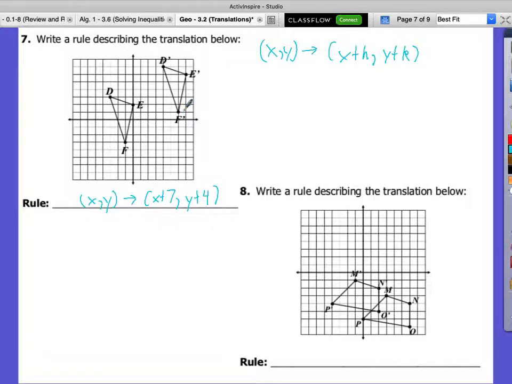Hey, reminder guys, did we go from the prime to the original or the original to the prime? Original to prime. Okay, Amazon Prime, get it? All you guys do number 8 on your own. When you have it or have questions, raise your hand.